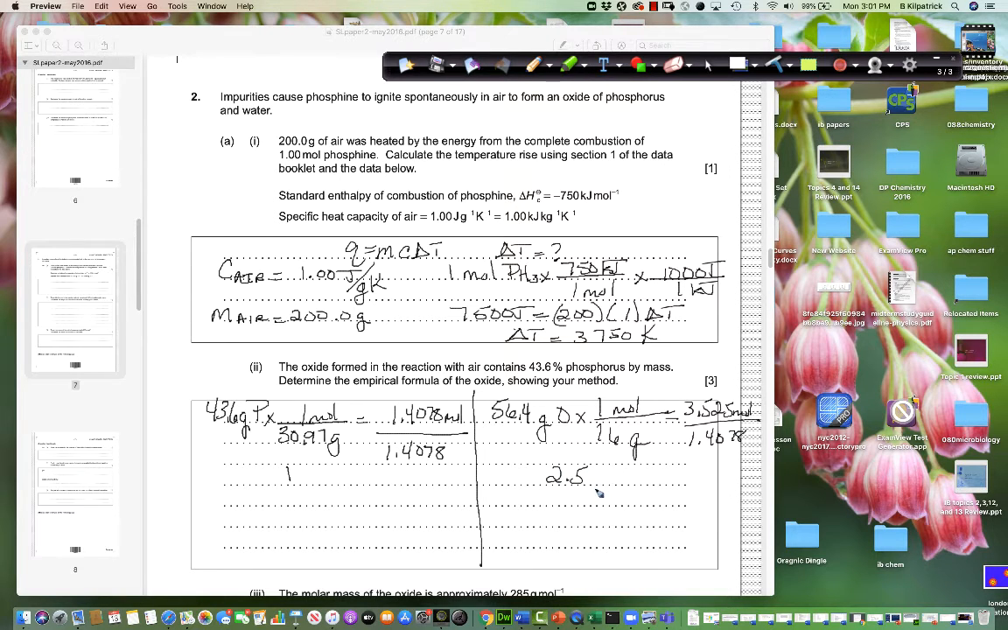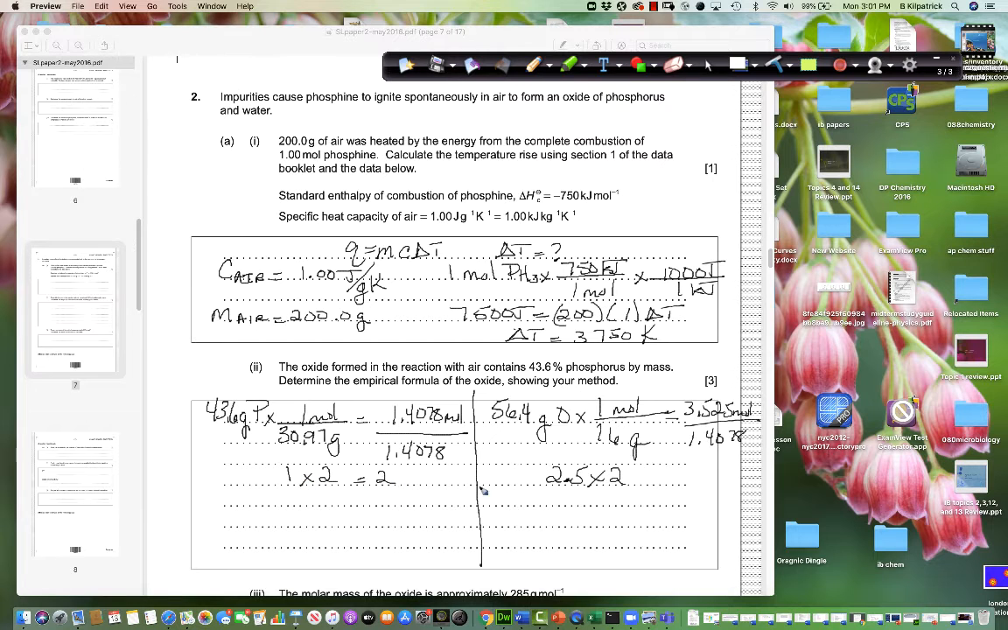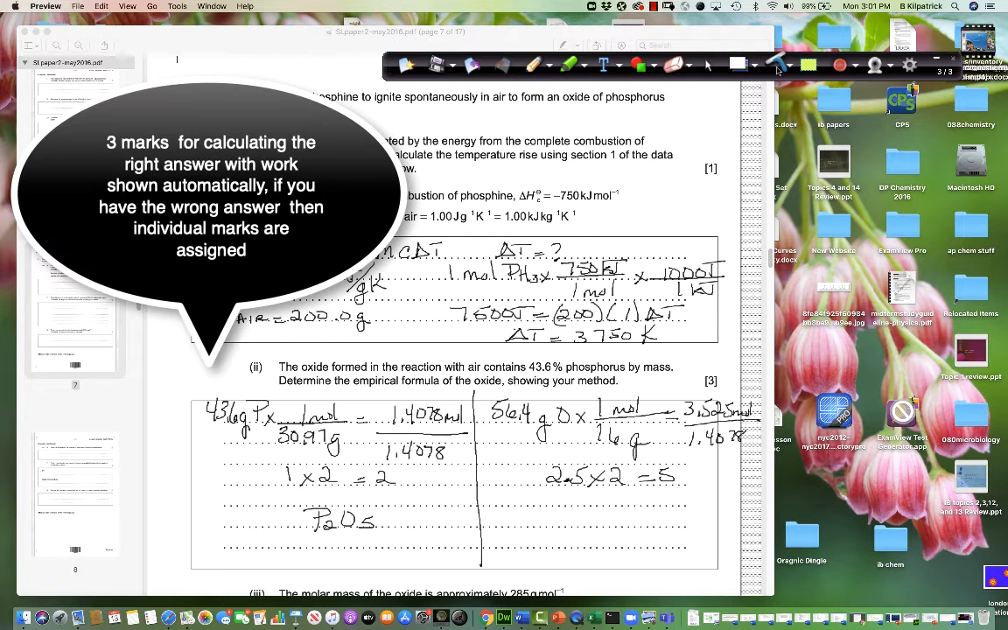All right, next step, multiply till whole. Well, to get rid of the 0.5, you're going to multiply both of these numbers by 2. So this is 2, this is 5, you have a 2 to 5 ratio. So your formula would be this. Okay, so let's look at the next one.